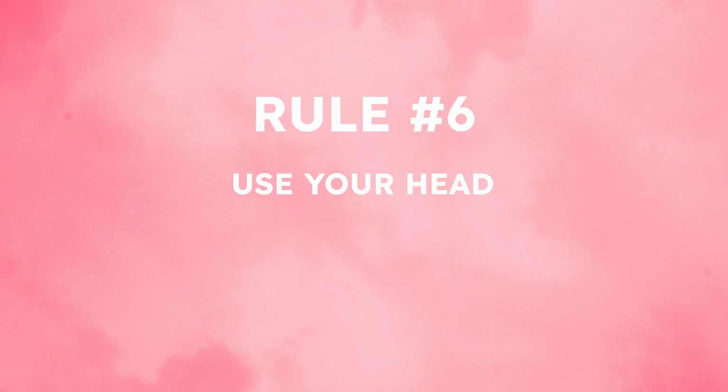Rule 6 is to use your head, your face and your body, not just your mouth. That sounds so dodgy. Imagine if you and I were having a conversation and the whole time I didn't move my head, I kept my eyes staring straight at you and I just talked at you. It makes me feel uncomfortable.